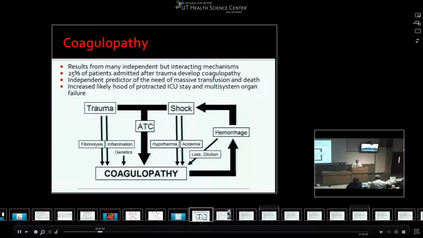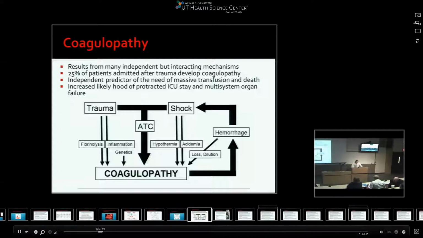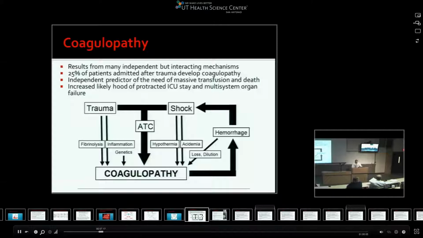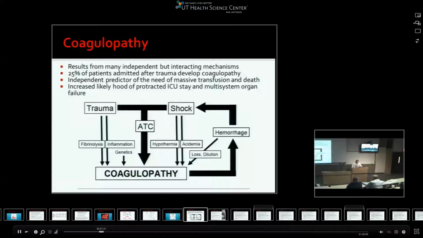This schematic shows the interplay between trauma and shock and acute trauma coagulopathy, along with hypothermia and acidosis, leading to coagulopathy, which in turn leads to more hemorrhage, which then worsens the shock, the hypothermia, and the acidemia, and ends up in a vicious cycle.